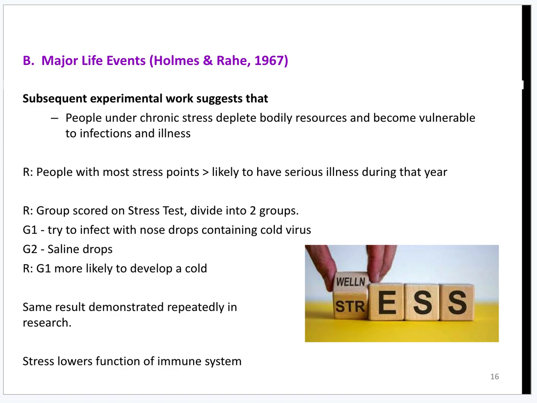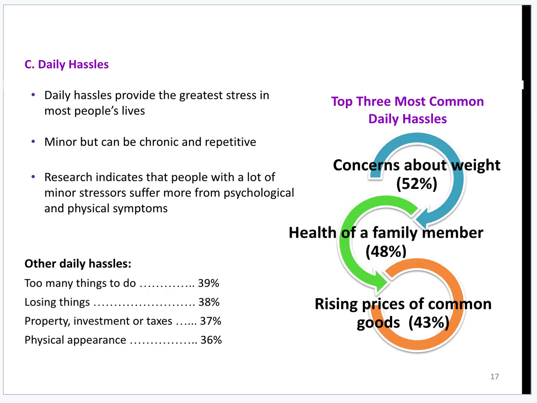Result was group 1 was more likely to develop a cold. So basically that's suggesting or demonstrating that their immune systems were lowered. This result has been found repeatedly in research that stress lowers the functioning of the immune system.